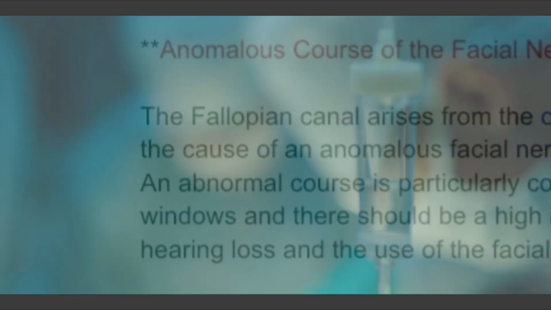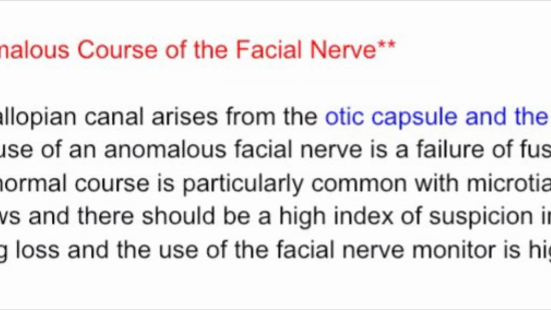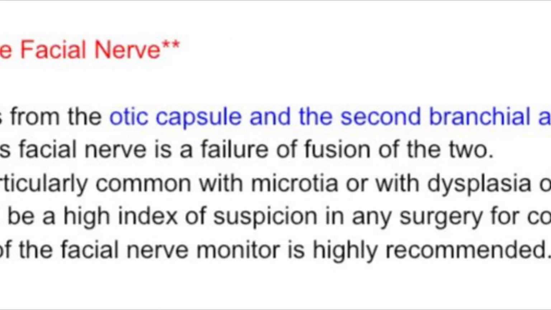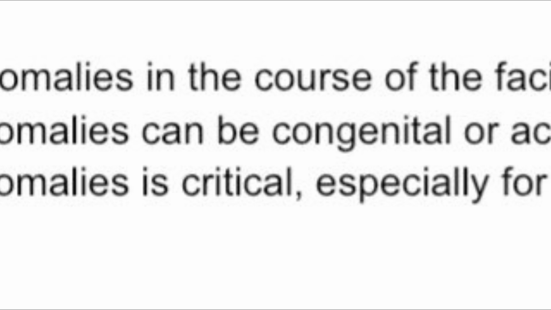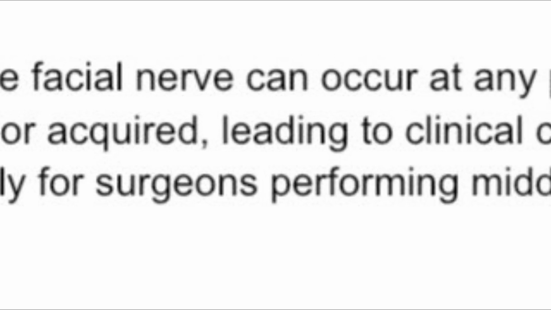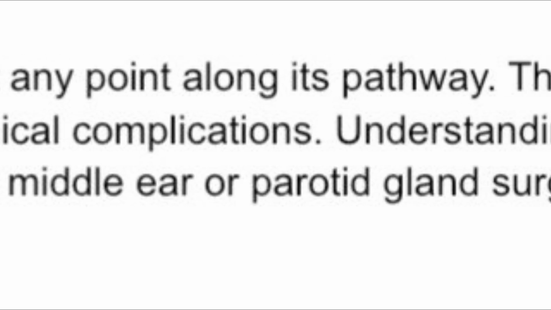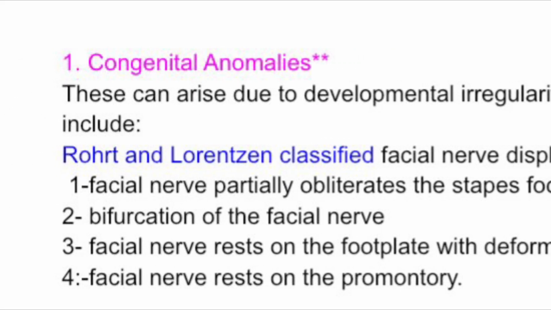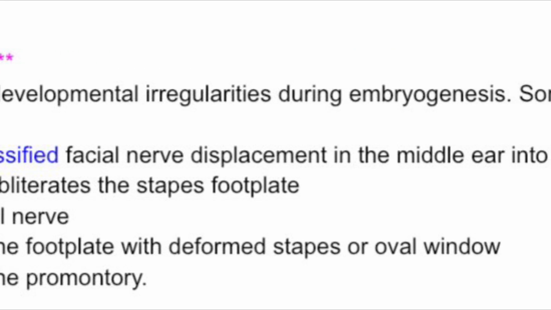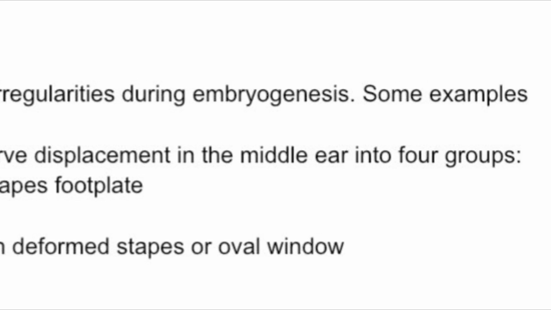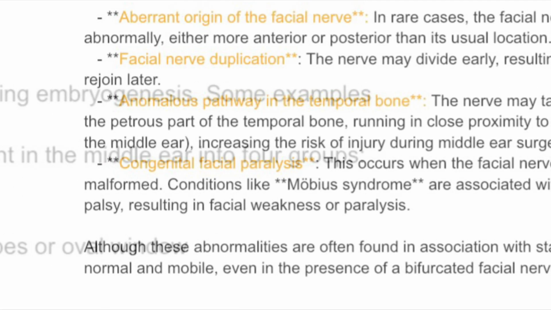Anomalies in the course of the facial nerve can occur at any point along its pathway. These anomalies can be congenital or acquired, leading to clinical complications. Congenital anomalies arise due to irregularities during embryogenesis. Some examples include the aberrant origin of the facial nerve, duplication, or an anomalous pathway in the temporal bone.